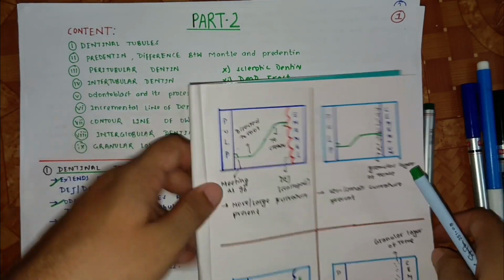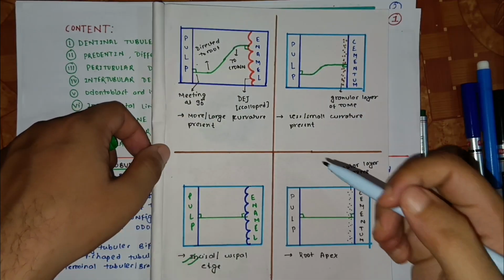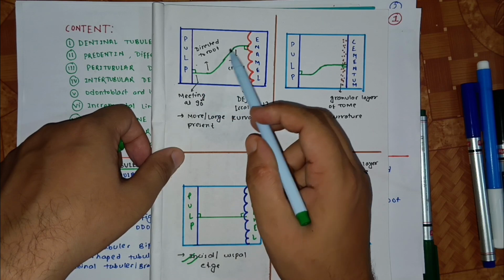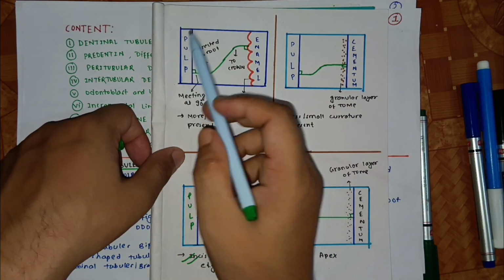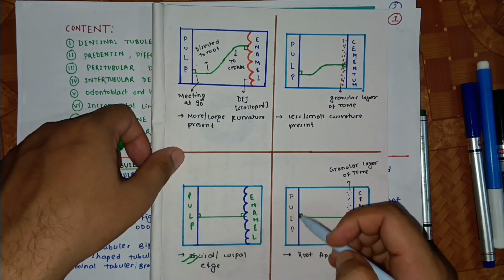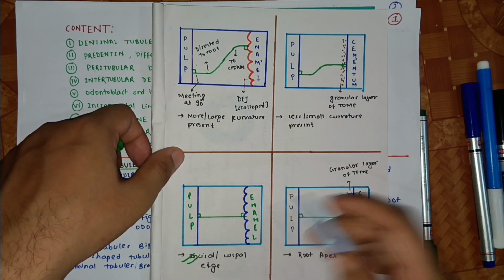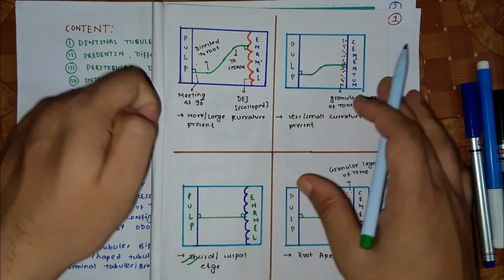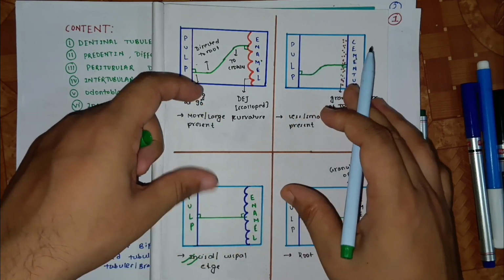In these four pictures, we can see that this green line is a dentinal tubule. This is the pulpal side, and this is enamel. And this is cementum here. Similarly, this is enamel here, and this is cementum here. These pictures explain different things, and we can clear our main concept by them.